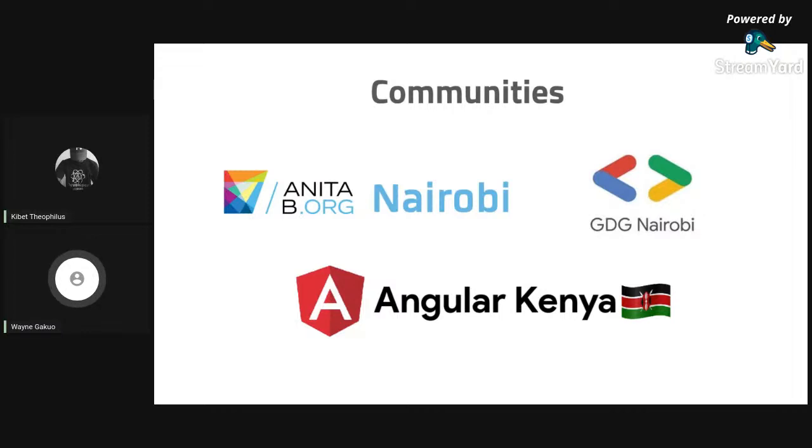And apart from that, I'm also a co-organizer of GDG Nairobi. And probably you already know what Google Developers Group is all about. It's about bringing people to come and talk about their stories with how they've built products, building solutions with some of the best known Google technologies there is.